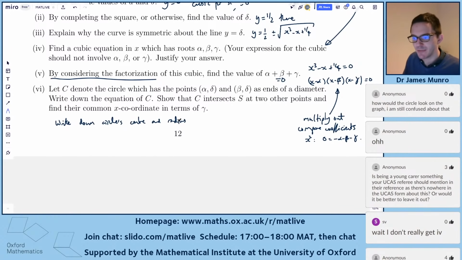What was I doing for 6? Oh, we're going to write down the circle's centre and radius, so we get an equation for it, and then solve the simultaneous equations: the circle equation is true, and also the curve equation is true. Cool.